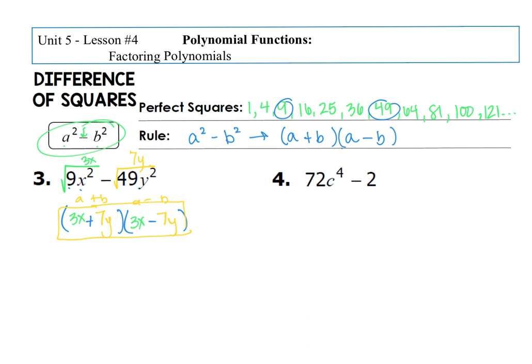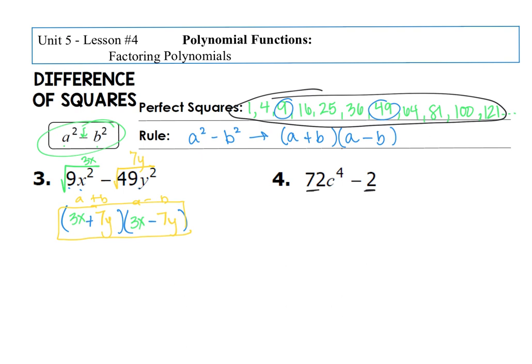All right, on number 4, if you're looking at this, obviously we are in the difference of squares section, but 72c to the 4th minus 2, these two numbers that we have right now, none of them are on this perfect squares list. It's 2 or 72, neither one is on it. So do not forget that your first step of any type of factoring is always to check, is there a greatest common factor that can be divided out of our polynomial?